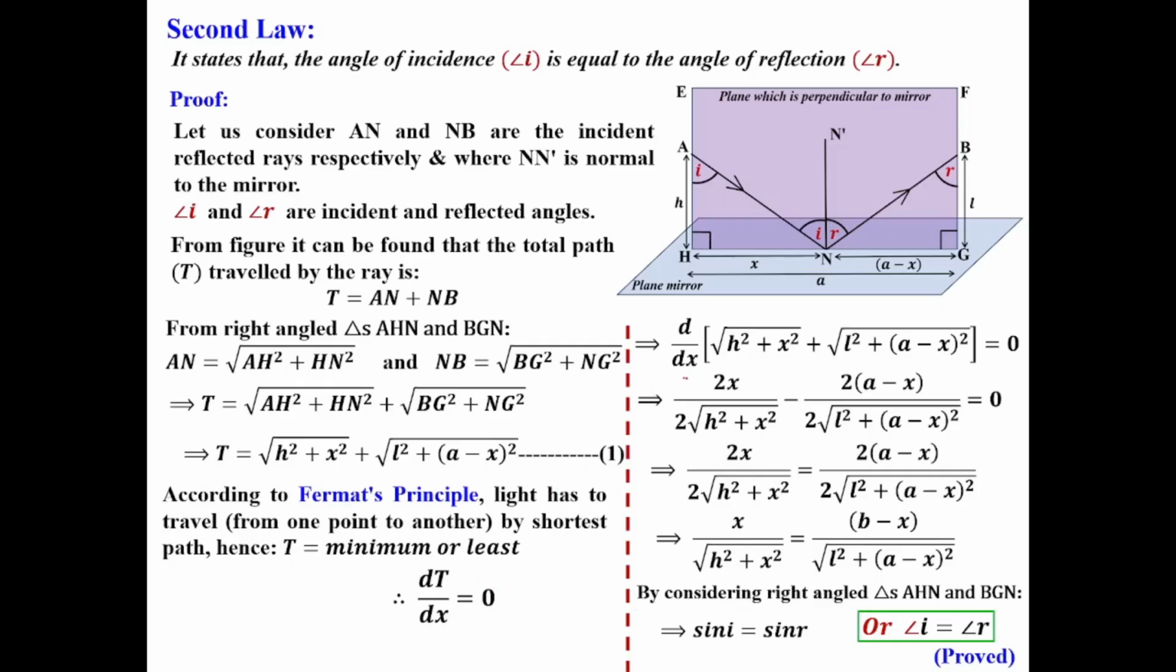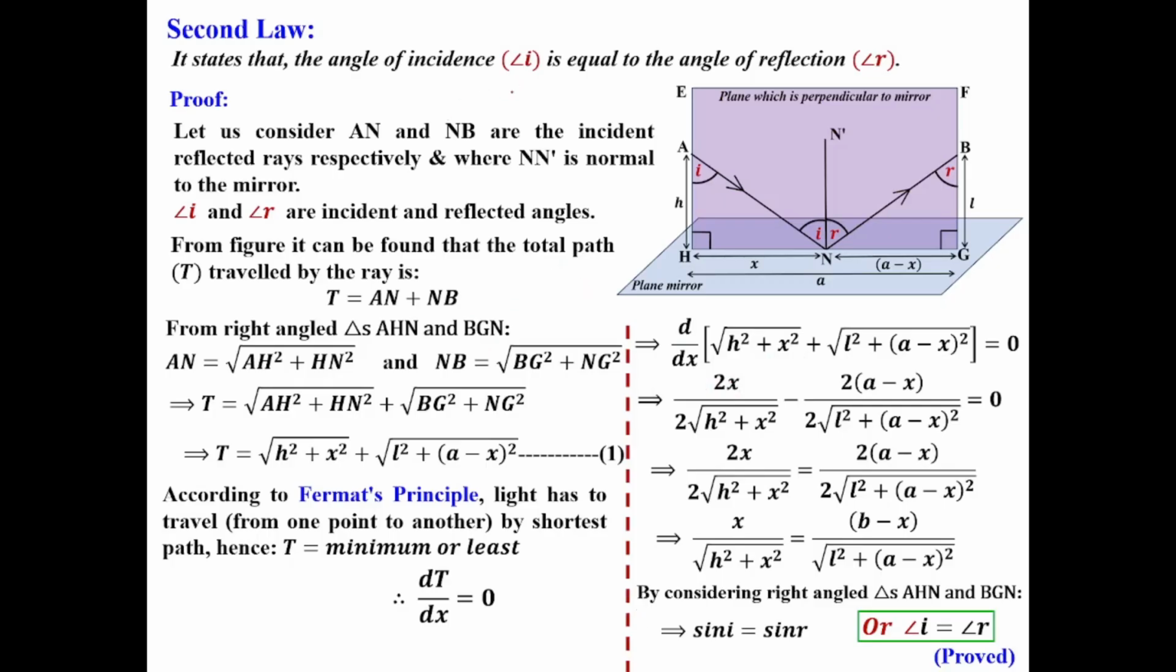That means d by dx of equation number 1, or d by dx of T. The T value is nothing but root over h square plus x square, plus root over l square plus (a minus x) square, equal to 0. So here take the derivative of this term with respect to x. The value will be how much? Here we know that the derivative of root x will be 1 by 2 root x.